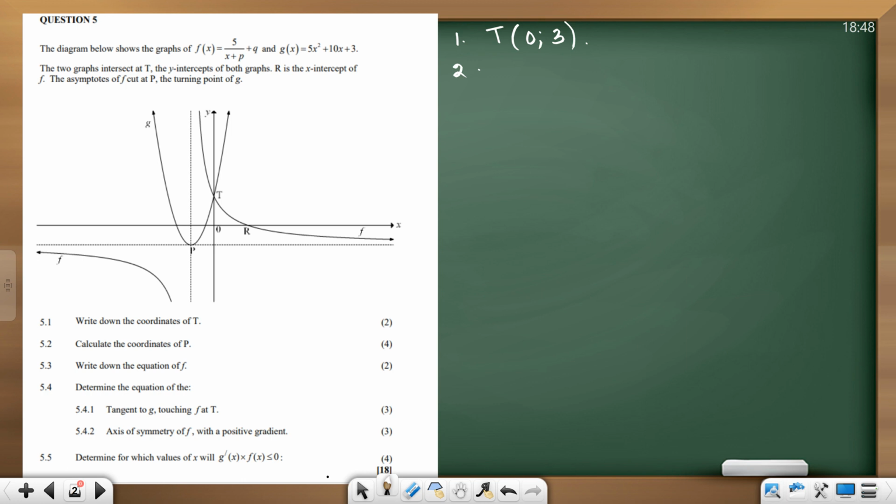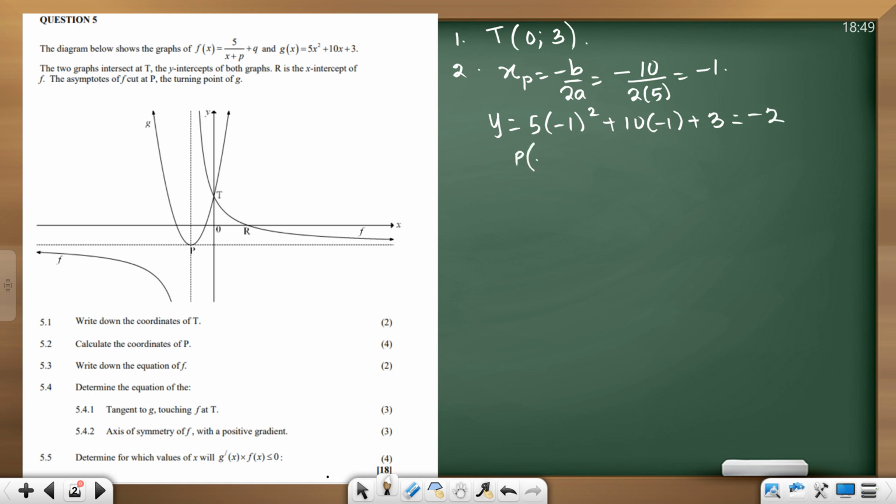Calculate the coordinate of P. What is the coordinate of P? There is the turning point. Okay. So, x of P will be what? Minus b over 2a, minus 10 over 2 multiplied by 5. What's your answer? Negative 1. Make sense? Now, what is the y value? 5 into negative 1 squared plus 10. Do you want to give me an answer quickly there? Negative 2. All right, so what's the coordinate of P?